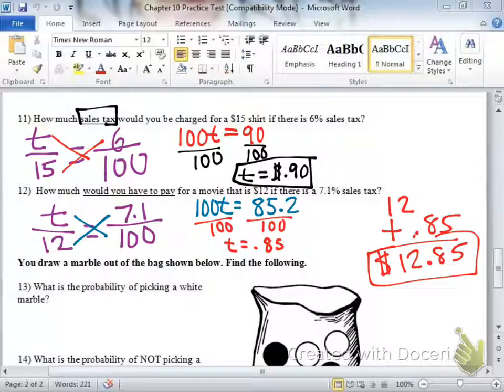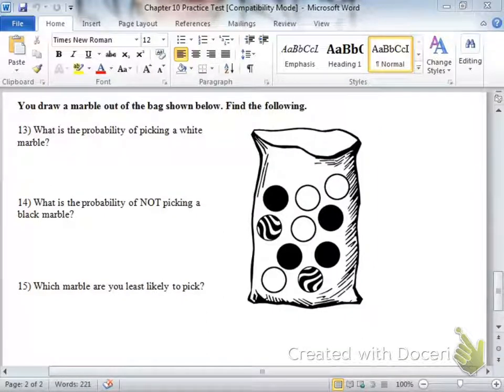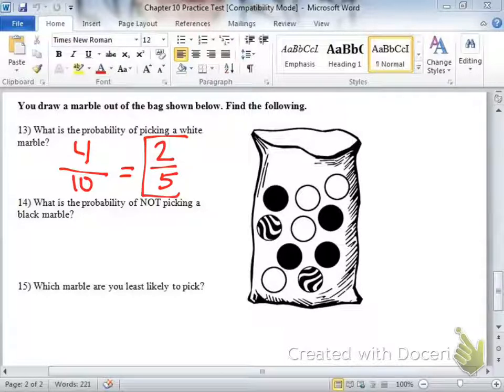No? All right. So we are drawing a marble out of the bag shown. Find the following. What's the probability of picking a white marble? So on the top, we want the number of ways you could pick white. How many whites are there? 4. On the bottom is the number of total options for choosing marbles. How many marbles are there? 10. And you need to reduce when you're talking about probability if it's possible. So just type it in your calculator with the ABC button. If it reduces, great. If it doesn't, leave it alone.